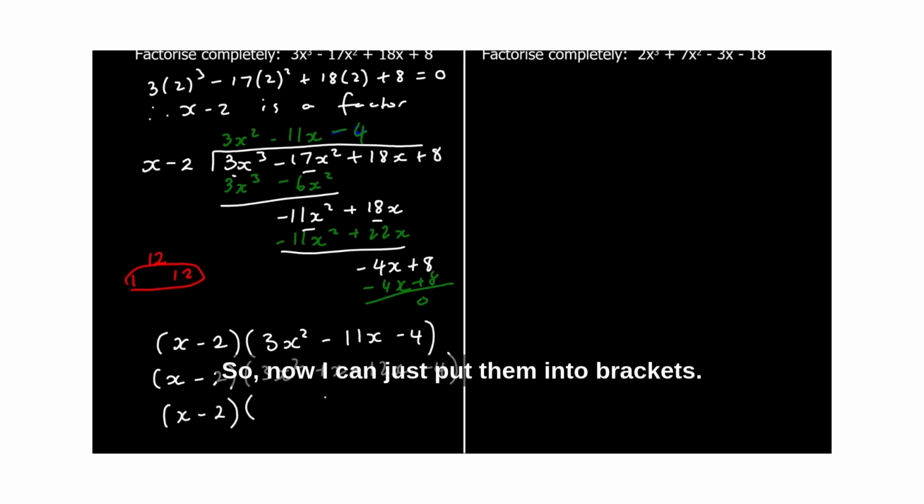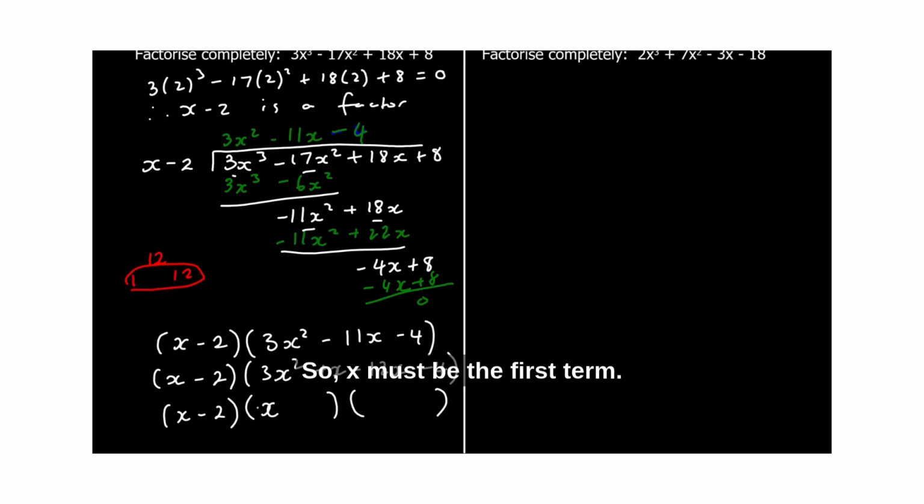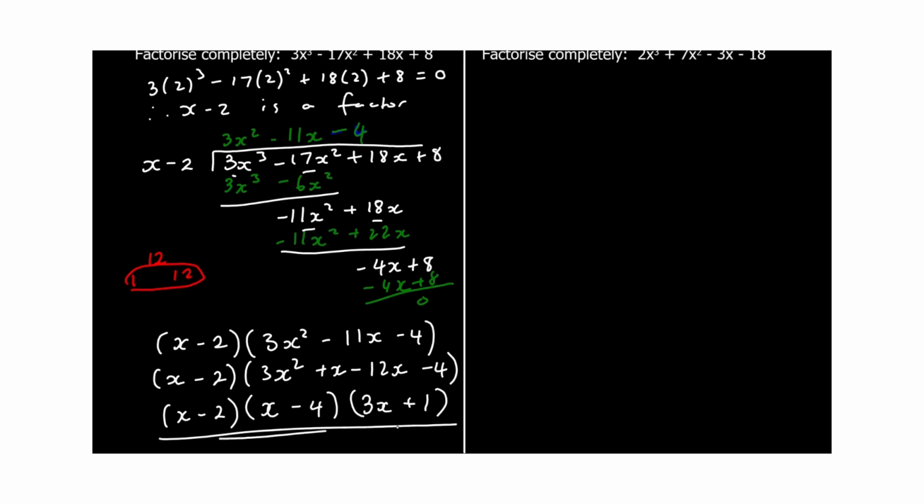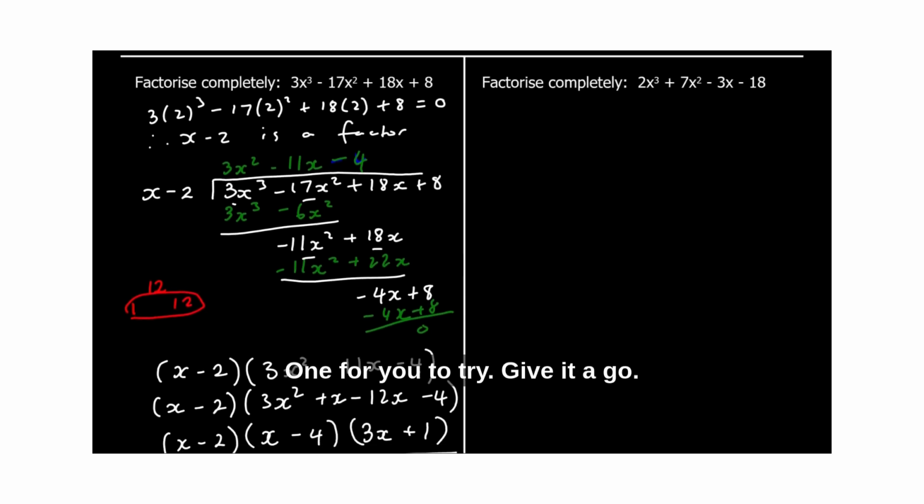So now I can just put them into brackets. What can I take out of the first two terms? They've both got an x in them. So x must be the first term. X times something is 3x squared, that's 3x. X times something is x, that's 1. Something times 3x is negative 12x, that's negative 4. And negative 4 times 1 is negative 4. So that's factorized completely.